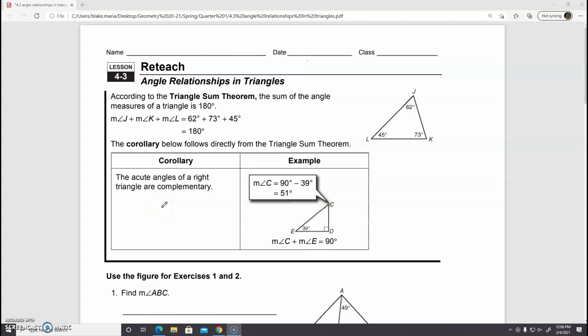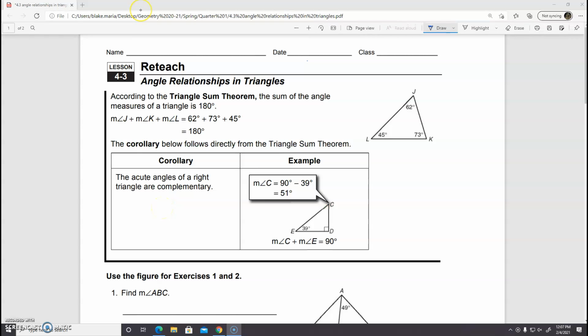Hey guys, today we're going to move on to section 4.3. I know these notes look a little bit different. It's just because they're not in a PowerPoint, but they're still good notes. All right, so we're going to start with the triangle sum theorem.